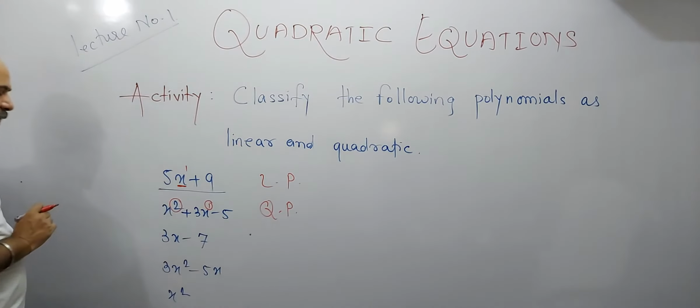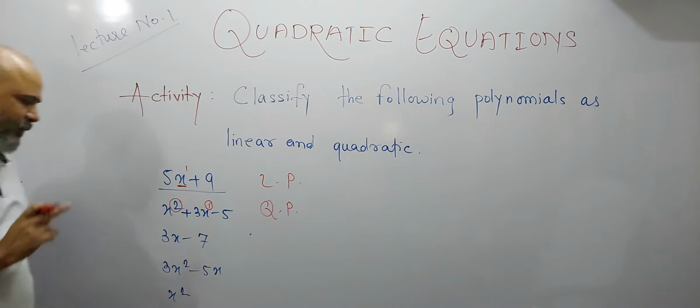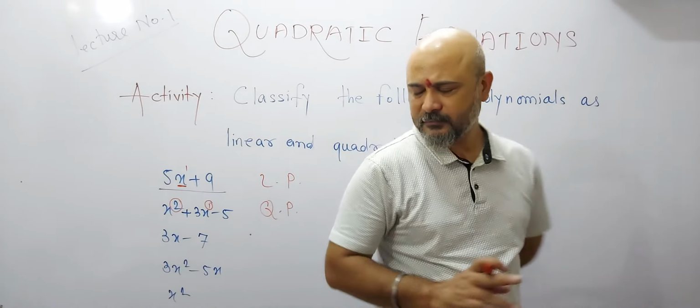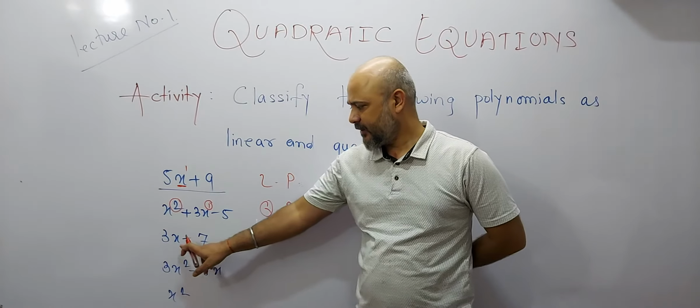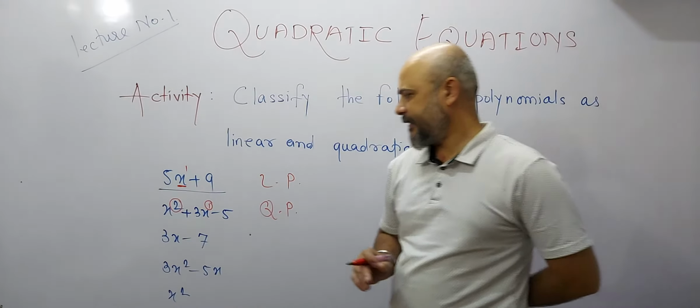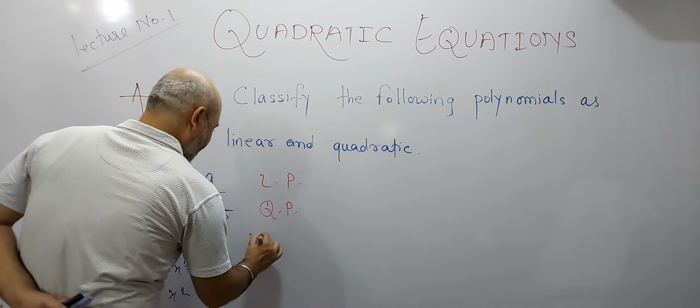Now what about the third one? When we see the third one, that is 3x minus 7, the degree of the variable x is 1. So you will say that this is the linear polynomial.